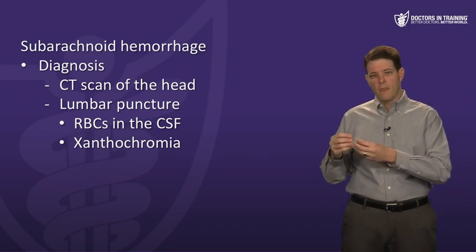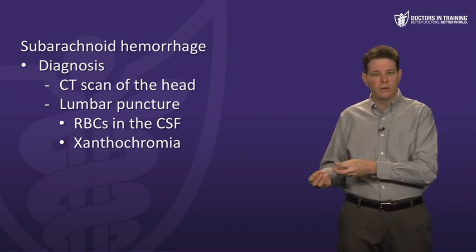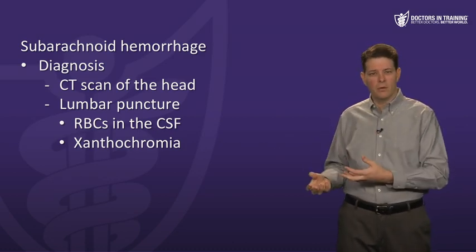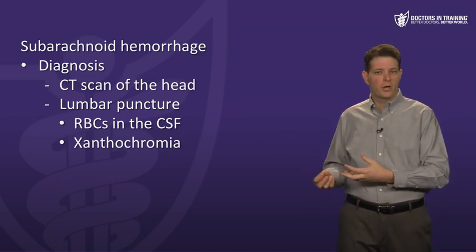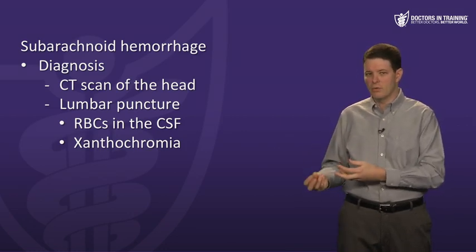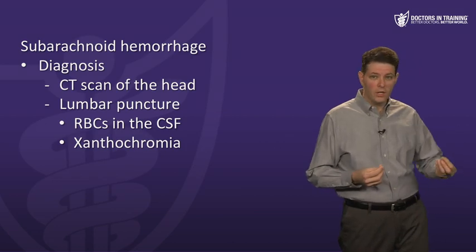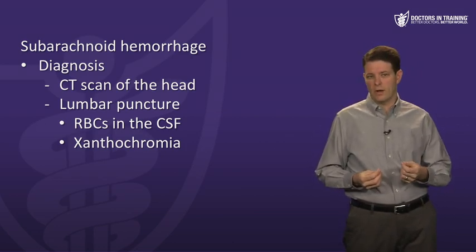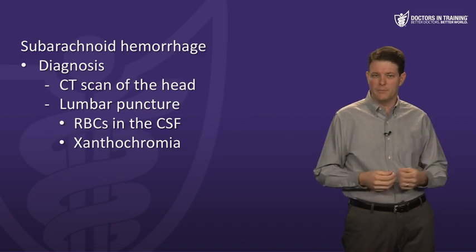So if there are 50 red cells in the first tube, but only 3 red cells in the last tube, that's probably just a traumatic lumbar puncture. So you have a traumatic lumbar puncture, your first collection tube is going to be very bloody. Doesn't necessarily mean you have a subarachnoid hemorrhage. But if your third or fourth collection tube is still grossly bloody, that probably means you do have a subarachnoid hemorrhage instead of just a traumatic tap.